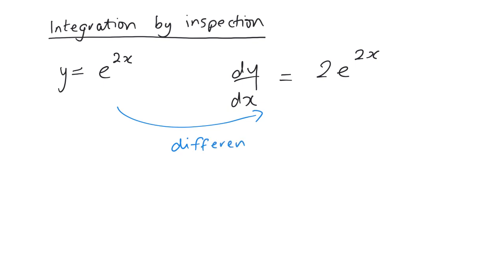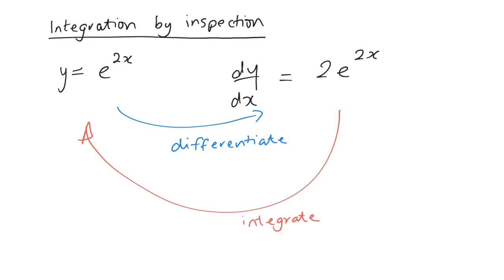So when we differentiate, we get from y to dy by dx, and if we integrate, we get back to y. So in integration by inspection, you kind of make a guess at what you think the answer is going to be. You differentiate it, and then you fix your guess to make sure you've got the right answer. It sounds complicated, but once we get into it, you'll see it's straightforward enough.